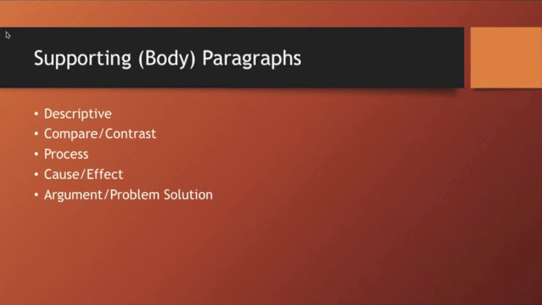Now, the supporting paragraphs, like we said earlier, are made up of that topic sentence, supporting sentences, and a concluding sentence. And they can have a variety of purposes as well. So you can have descriptive paragraphs, compare-contrast paragraphs, process paragraphs, cause and effect paragraphs, and argumentative paragraphs if you wish.